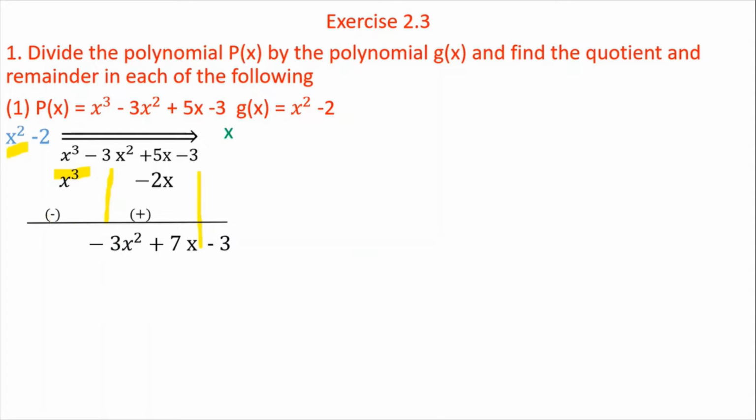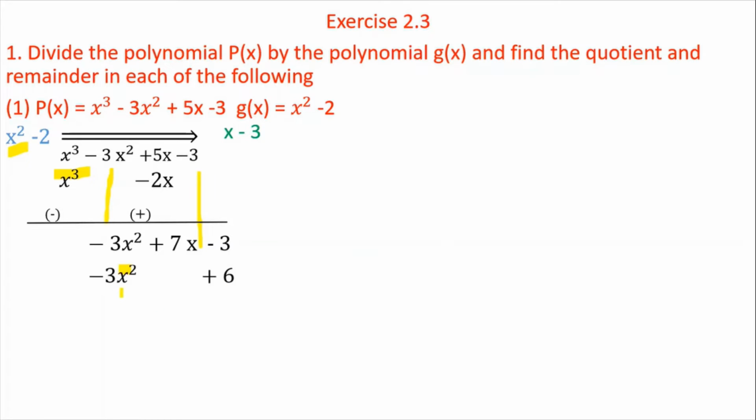Again, we have to check the highest power of x present in the divisor, that is x square, and the highest power of x present in the dividend, that is minus 3x square. If we want to convert x square into minus 3x square, we have to multiply with minus 3, and it is taken as the quotient term. So if we multiply with minus 3, we get minus 3 into x square, that is minus 3x square, and minus 3 into minus 2 is plus 6.